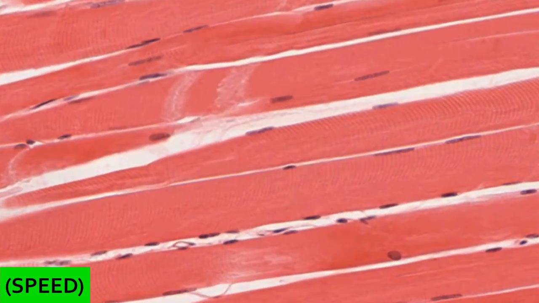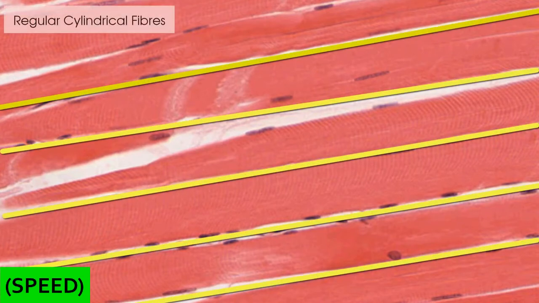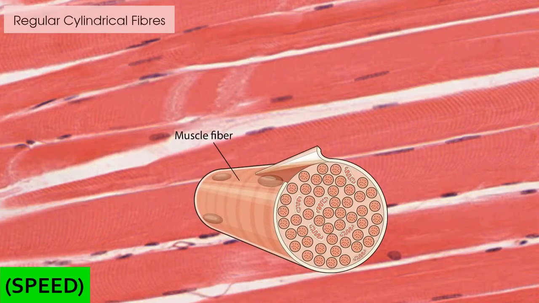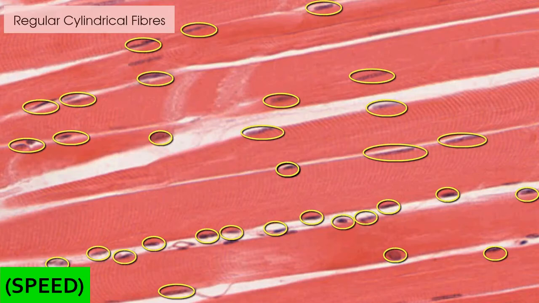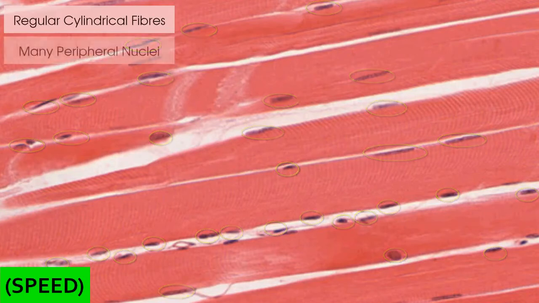The first thing to notice is that it looks quite organised. You can see a very regular fibre pattern, with fibres running parallel to one another. If you were to look at these fibres in 3D space, you would see that they're cylindrical. The second thing to notice is that there are lots of these black things, which are the nuclei. In skeletal muscle, there are lots of them, and they're always on the periphery of the muscle fibres.